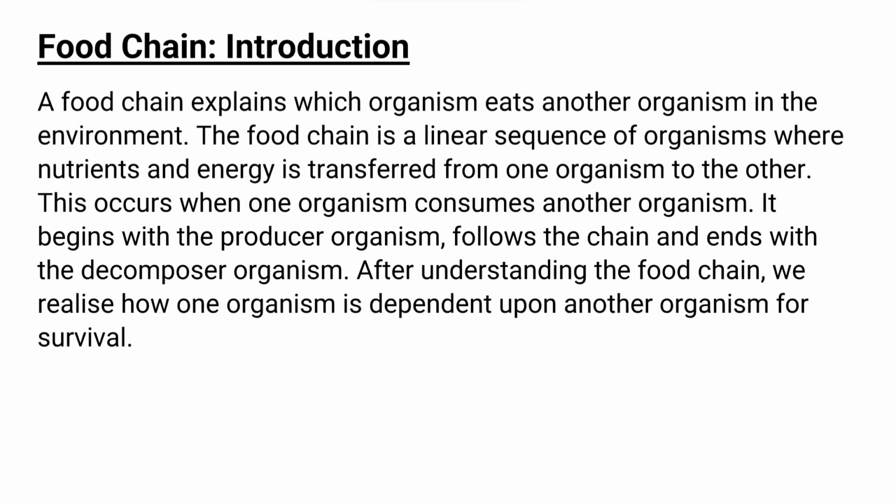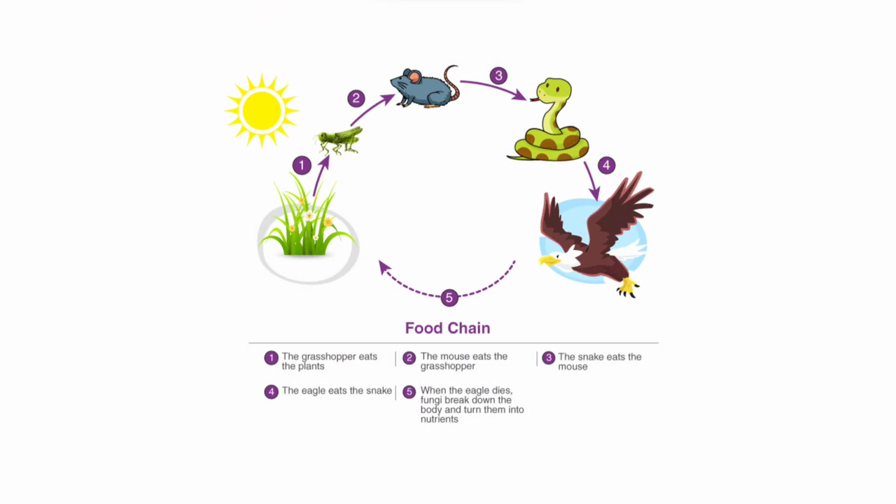Hello everyone. Food chain. A food chain explains which organism eats another organism in the environment. The food chain is a linear sequence of organisms where nutrients and energy are transferred from one organism to the other. This occurs when one organism consumes another organism. It begins with the producer organism, follows the chain, and ends with the decomposer organism. After understanding the food chain, we realize how one organism is dependent upon another organism for survival. You can see the diagram.